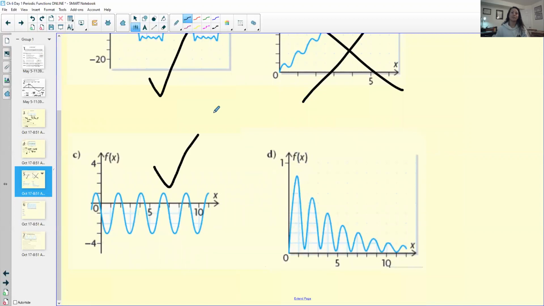This one, yes, because we've worked with a bunch of them. You'll notice the pattern repeats over and over and over. And this one, even though it goes up and down, there's no consistent or exact pattern that repeats. So no, this one is not a periodic function.